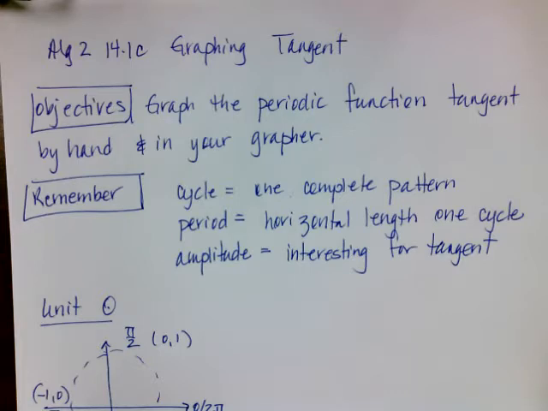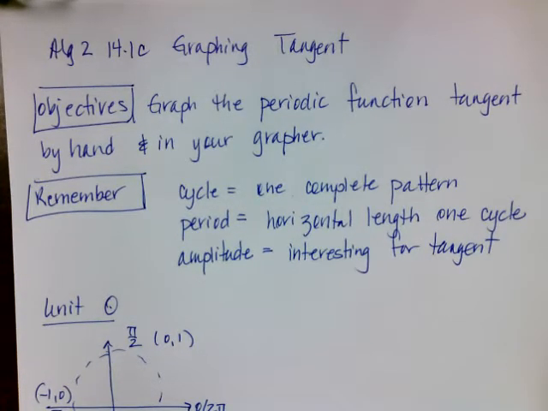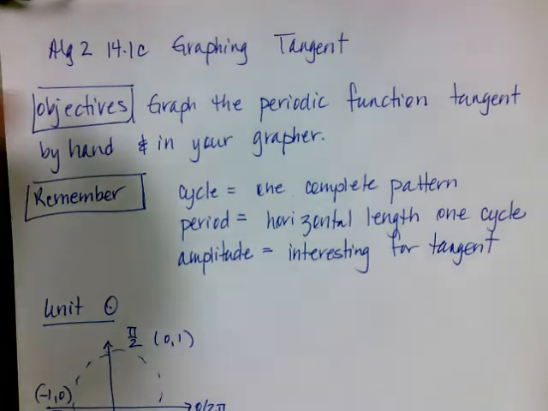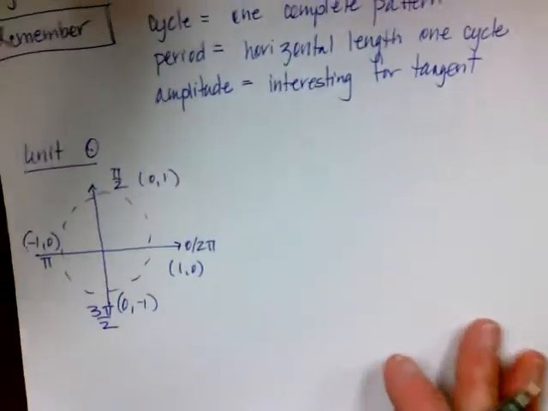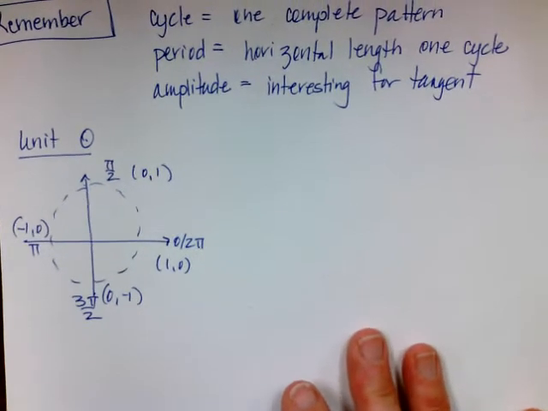The cycle is one complete pattern. Our period is the horizontal length of one cycle. But for tangent, amplitude is a little bit interesting. So we talk about amplitude a little bit differently when we talk about tangent.